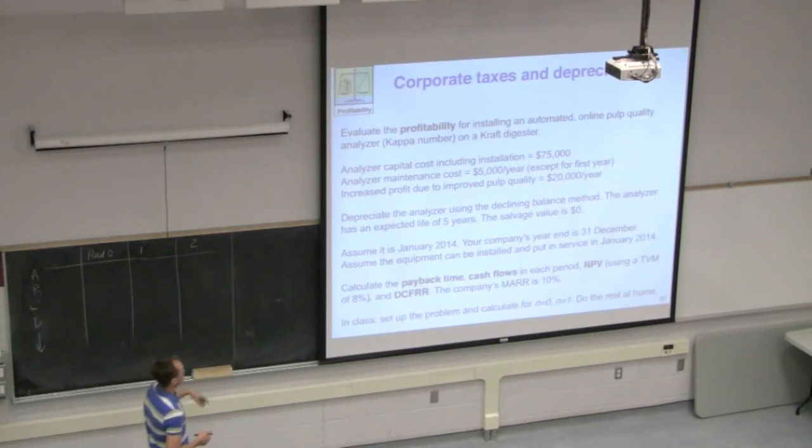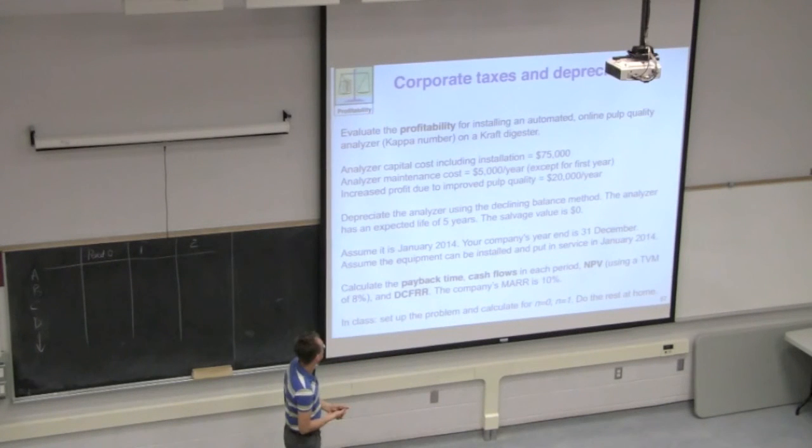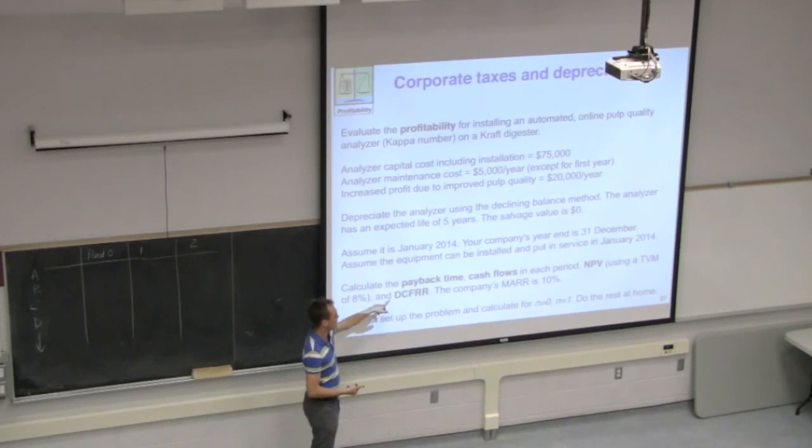Okay, so here it's January 2014. Your company's year end is end of the year. Assume the equipment is installed and put in service. Oh, there it is, actually. Installed and put in service January 2014. Calculate the payback time, cash flows, NPV, ECFRR, etc.